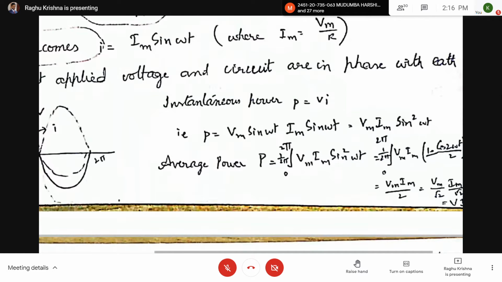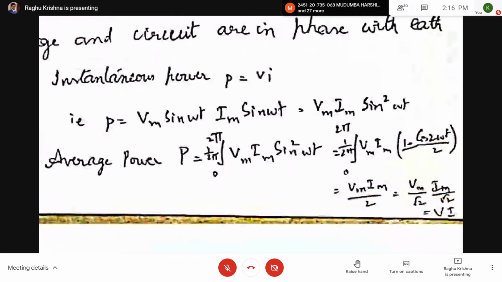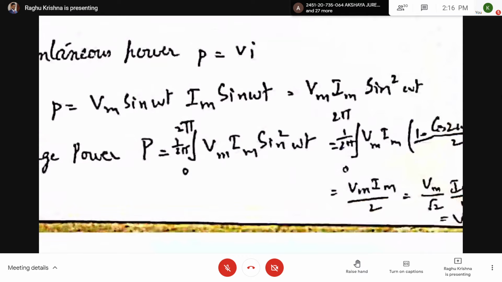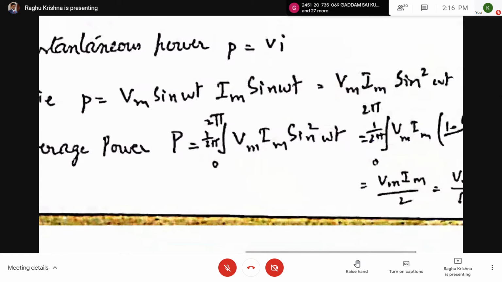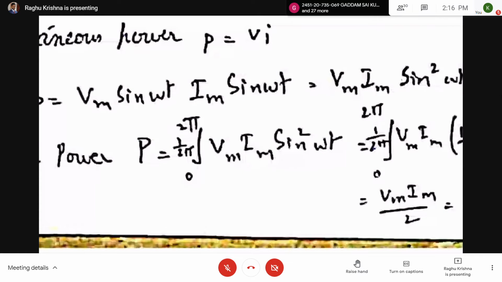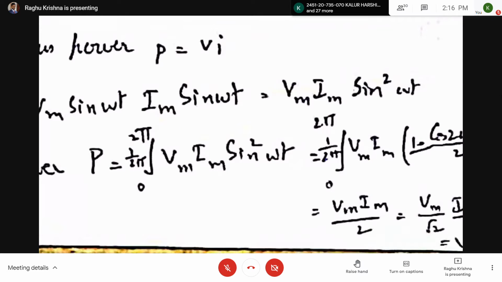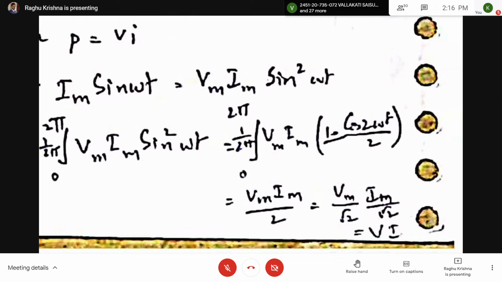Now, how to get the average power? We divide by 2 pi, since I am taking the wave from 0 to 2 pi. So average power P equals 1 by 2 pi integration 0 to 2 pi Vm Im sin square omega t. Just now we got the power equation. Now if you integrate, you are going to get Vm by root 2 into Im by root 2.